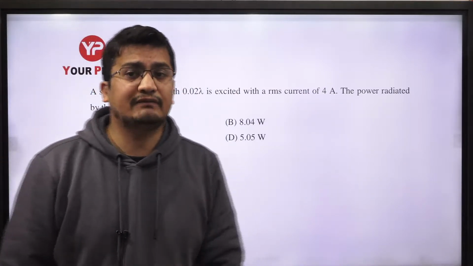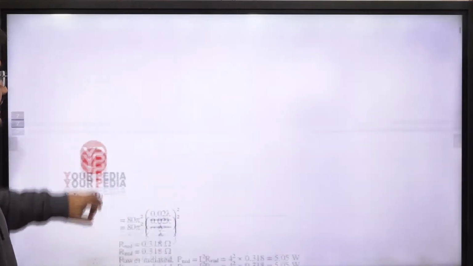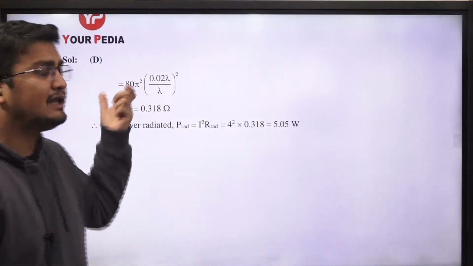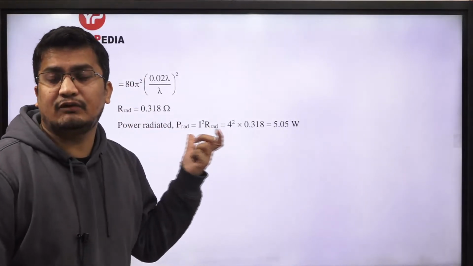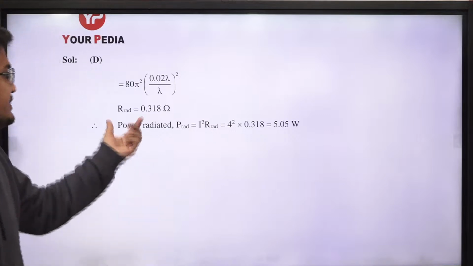We have the standard formula for any length of the antenna. That will be 80 pi square (dl upon lambda) whole square. You put the dl given in the question and calculate the radiation resistance. So moving toward the next question.